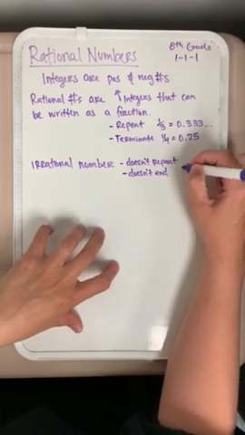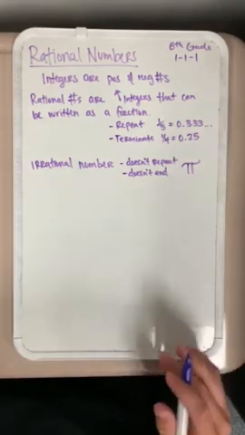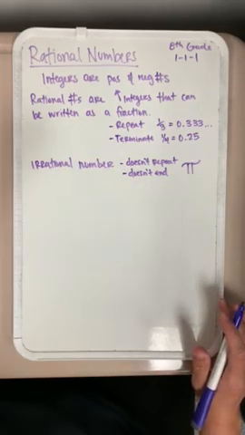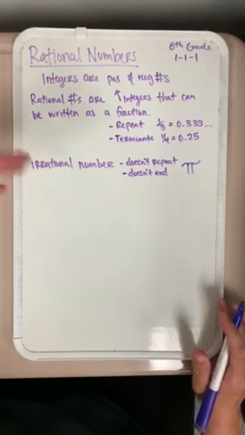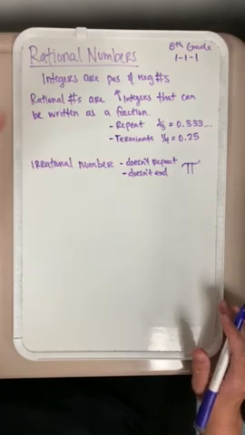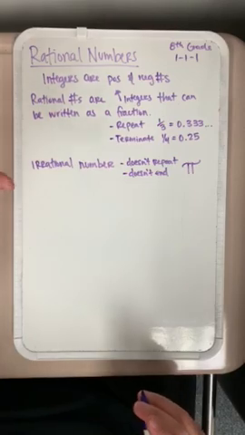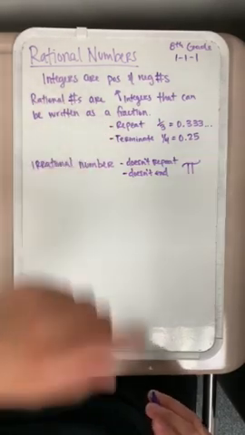The example would be pi. Pi does not repeat and it doesn't end. There are more examples of irrational numbers to come. I just wanted to give you an example of an irrational number because we are talking about rational numbers. All right, so we're talking about the idea of rational numbers written as a fraction.